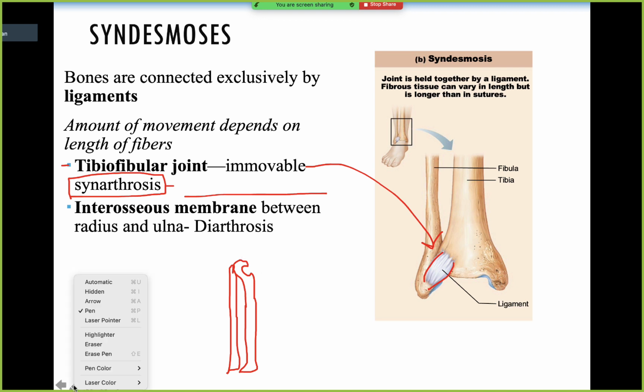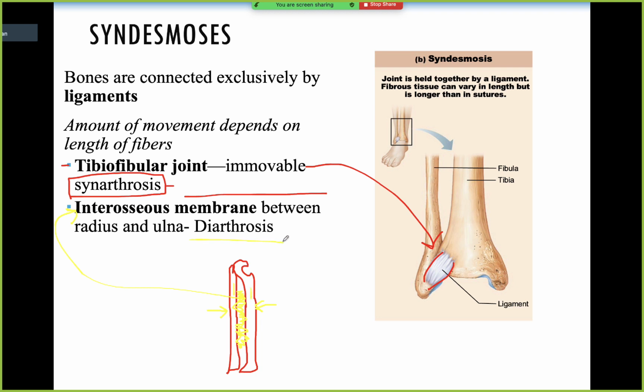All right, so I've drawn as best as I can your radius and your ulna. These guys, if you recall from the bones lecture, they have this membrane in between them that connects them. That is called the interosseous membrane. This membrane is flexible. It does allow the radius and the ulna to move.